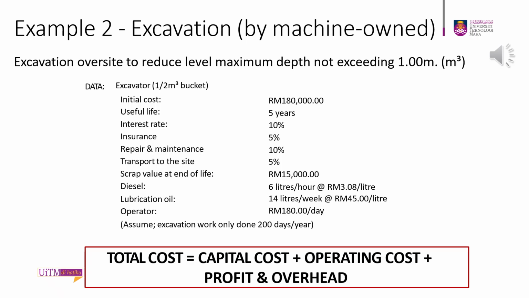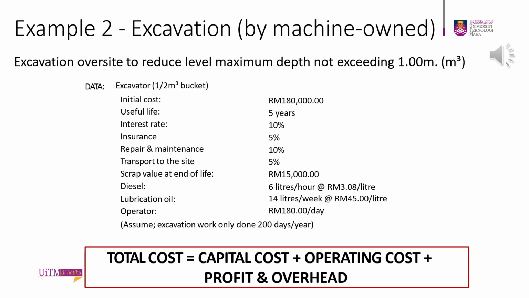First, we have the capital cost of the excavator itself. The initial purchase price is 180,000 ringgit, and the machine has a useful life of 5 years. To calculate the annual ownership cost, we also consider interest at 10%, insurance at 5%, repairs and maintenance at 10%, and transport to the site at 5%.